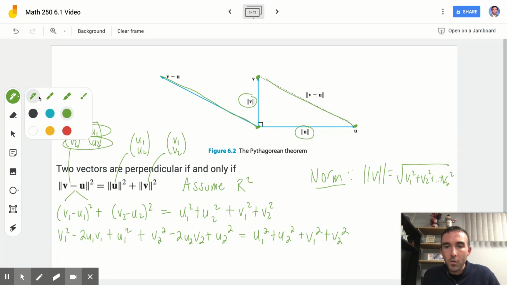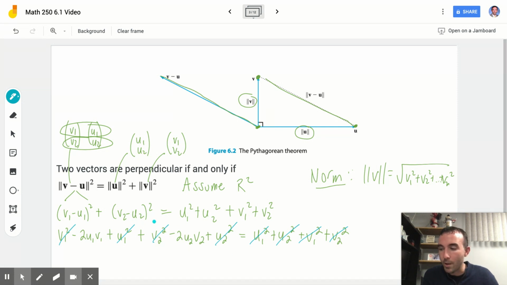And what you'll notice is if we look at both sides, I have a v sub 1 squared on both sides that I can subtract off of each side. I have a u sub 1 squared that I can subtract off of each side. If I look at the v sub 2 squared, I also have one on each side. And then same for u sub 2 squared. I have one on each side there as well.